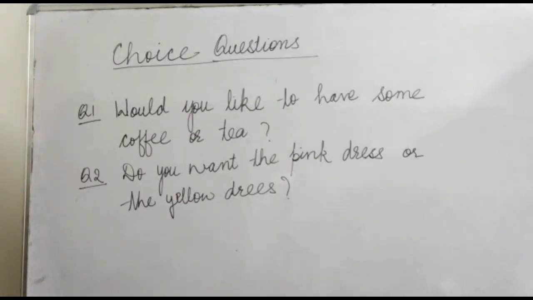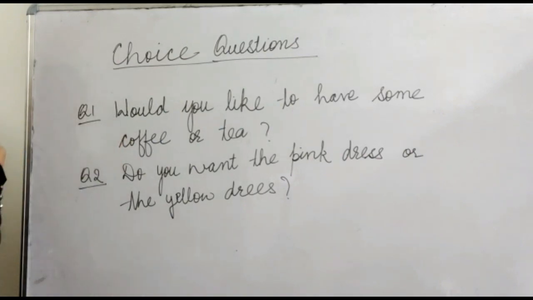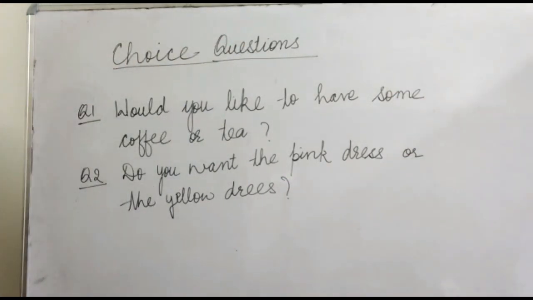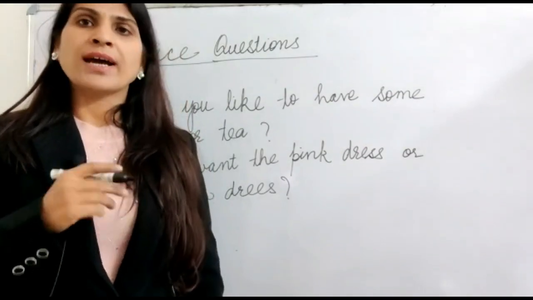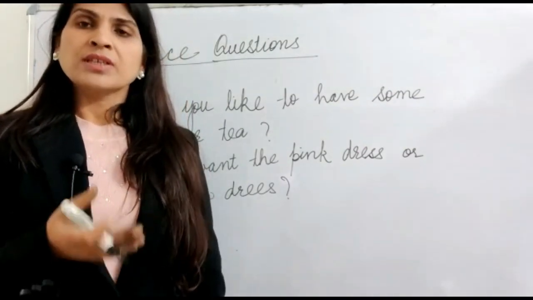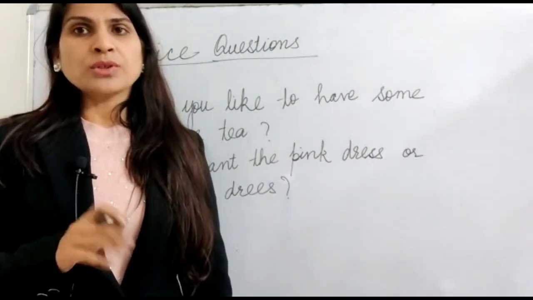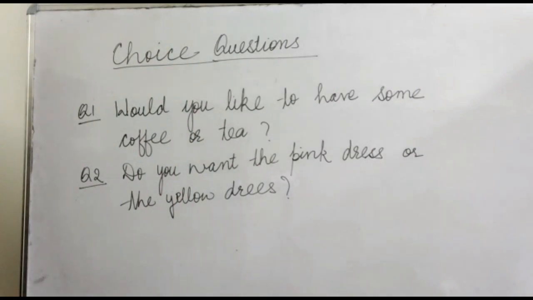Now let's come to the third and the last type of interrogative sentences, that is the choice questions. Choice questions are those questions for which you have to make a choice. Means you have to choose something out of two things or out of many things. Let's learn this with the help of some examples.